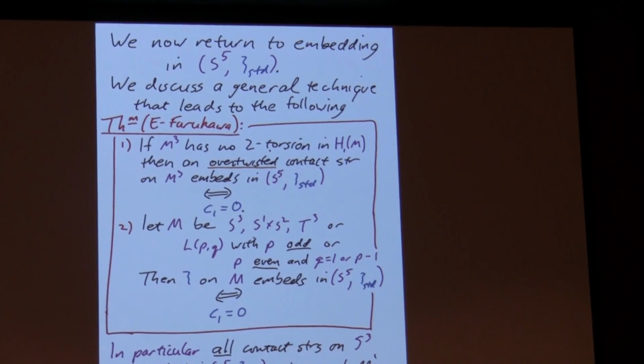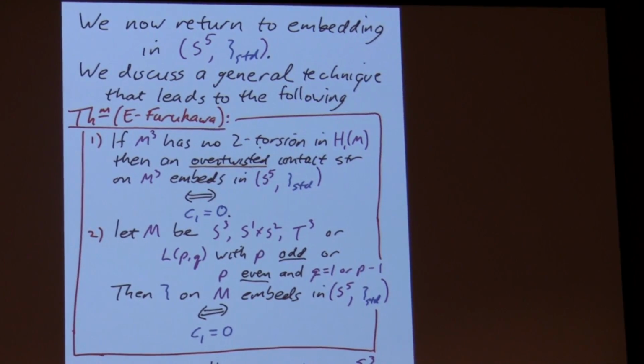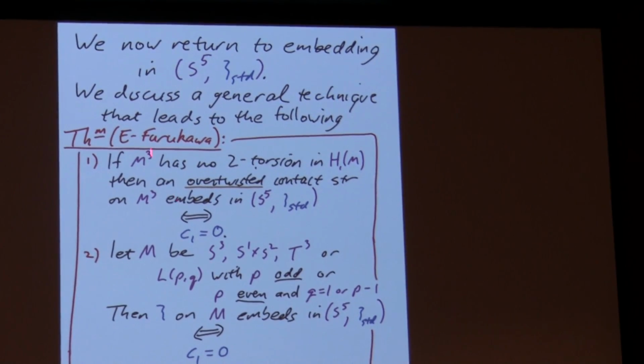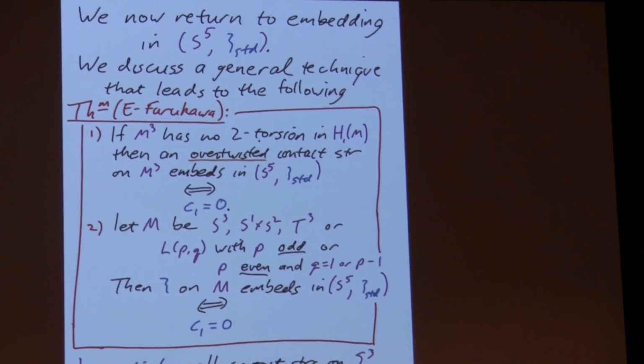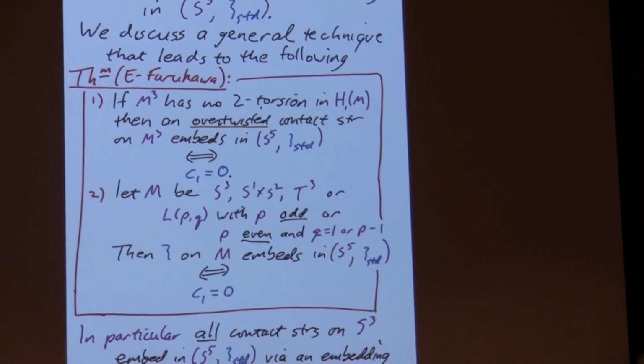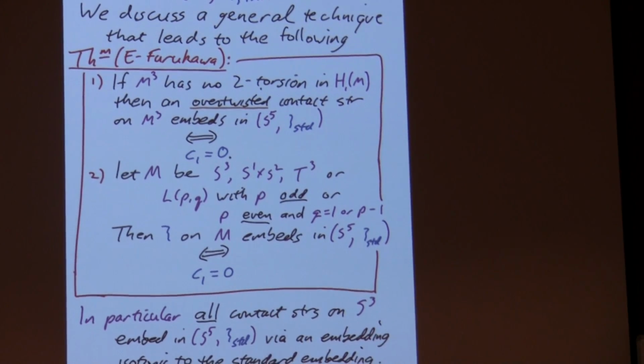So remember, yesterday we saw that there are obstructions to embedding a contact 3-manifold into the standard contact structure on S5, or actually any contact structure on S5. We saw in particular the Chern class. The first Chern class had to be 0. And the hope is that you could prove that a contact 3-manifold embeds in the standard contact structure on S5 if and only if the Chern class vanishes. Well, unfortunately, we can't do that.